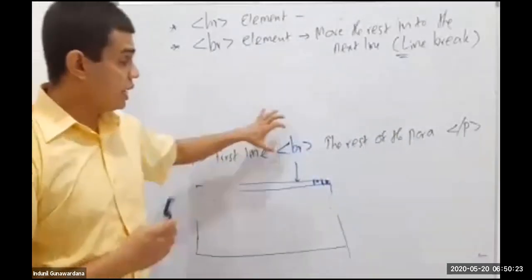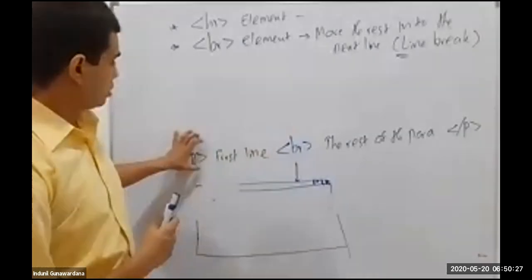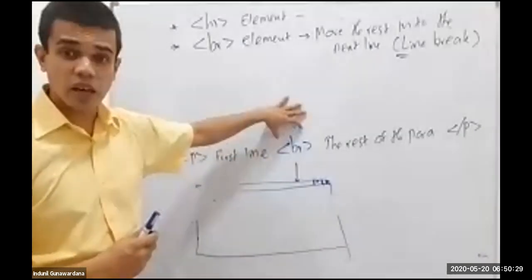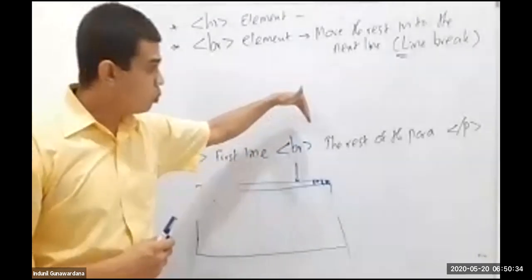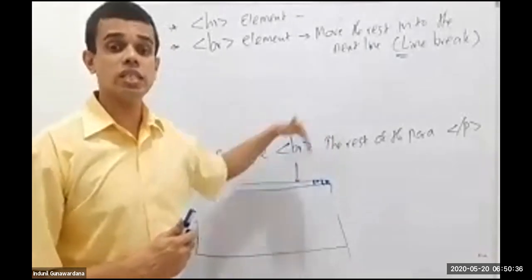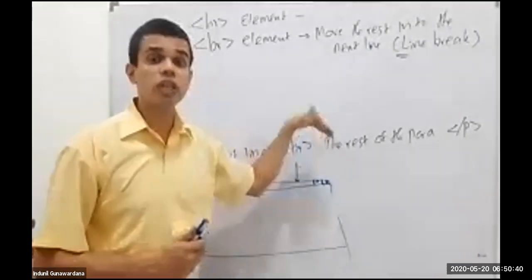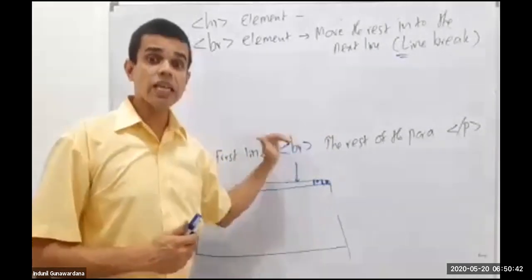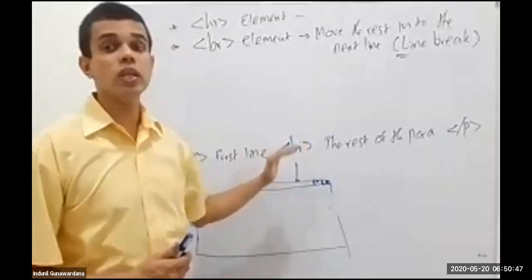It doesn't have any closing tag. Whenever you see the BR, we come here, first line, and there's a BR. What is the reaction from that one? It says that move your output to the next line. So take the rest after the BR into the next line. Breaking the line. The current line is broken from BR into the next line.